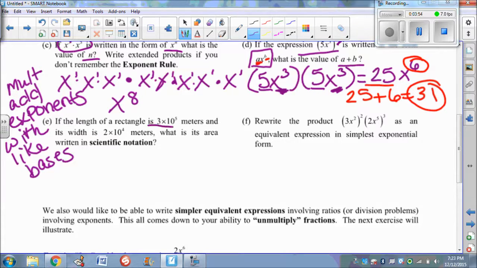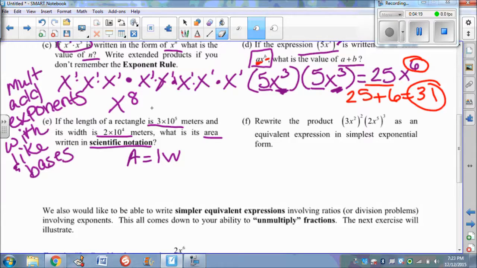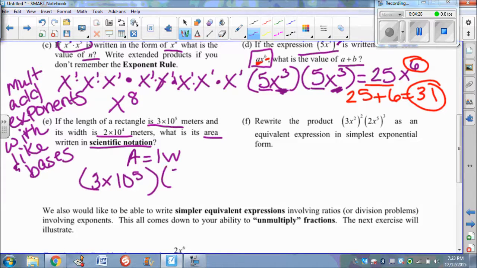It says if the length of a rectangle is 3 times 10 to the 5th, and the width is 2 times 10 to the 4th, what's the area in scientific notation? So the area of a rectangle we know is just length times width. So if we've got 3 times 10 to the 5th, and that would be times 2 times 10 to the 4th.